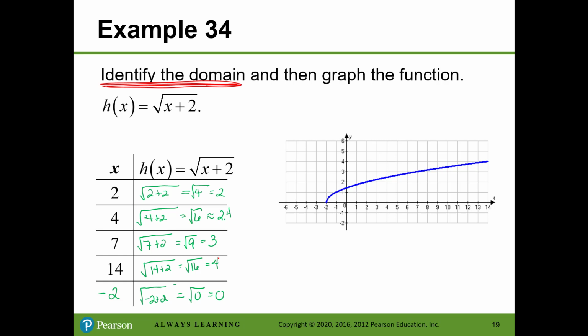Cool? See? You plugged in negative 2 and you got 0. Look where the graph is starting. It starts at negative 2 on the x's and it goes all the way to infinity. Cool? Okay. Now, I want to get us a little bit of practice to find the domain of some other functions.